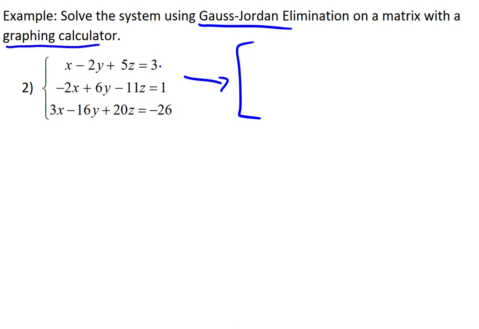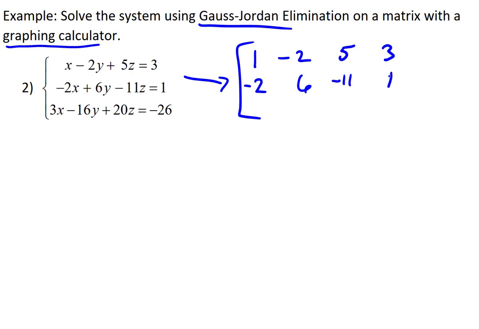Now, the first equation reads x minus 2y plus 5z equals 3. Well, if we pull all the coefficients out and put them in a row, that would be 1, negative 2, 5, 3. Our second equation is negative 2x plus 6y minus 11z equals 1, which would tell us our second row is negative 2, 6, negative 11, 1.